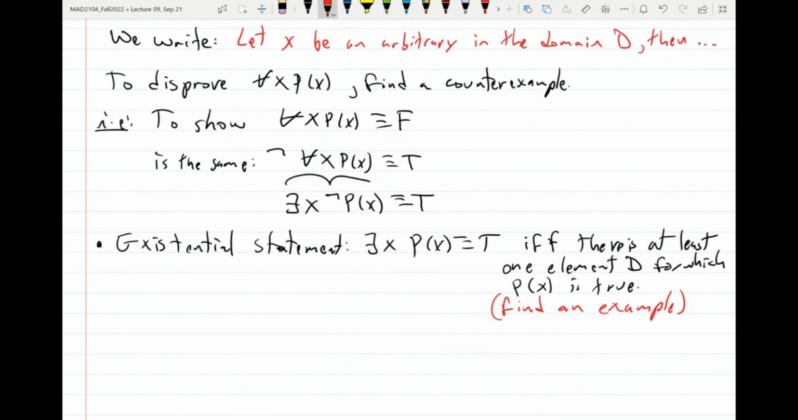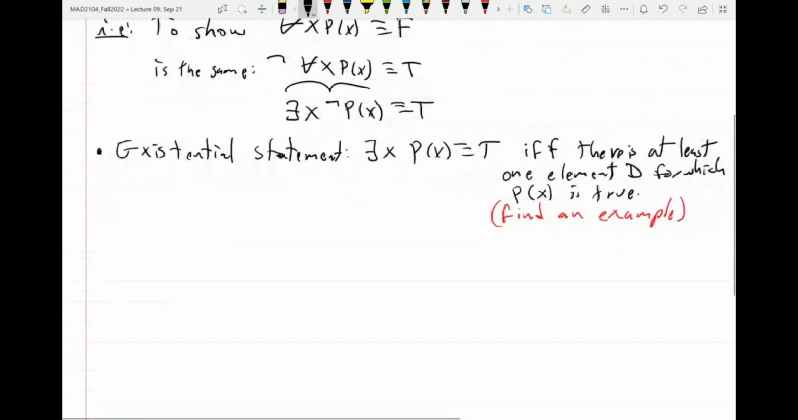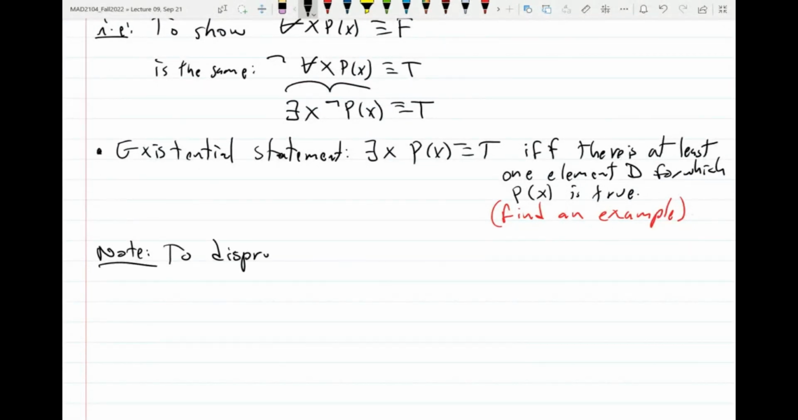Now, to show that a universal is false, you turn it into an existential. Therefore, you need an example. But because we're countering the statement, we call it a counterexample. Okay. Now, if you want to show that an existential is false, using this idea, how would you do it? So, note, to disprove an existential statement, what do we do? We want to show that "there exists x such that P of x" is false.